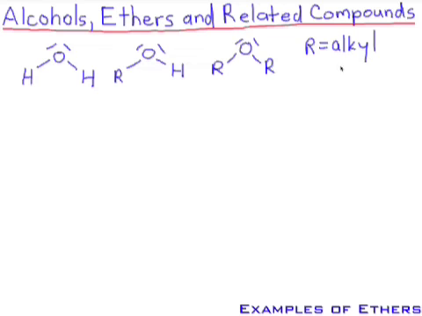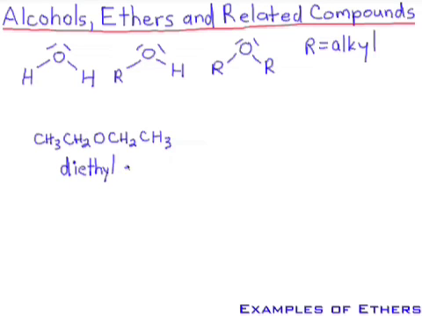Now, ethers, interestingly enough, can be straight chain, such as this molecule, for example. This is one of the oldest known ether molecules. It dates back in recorded history to the 1500s. As such, when someone just says ether, they're typically referring to this molecule, which we refer to as diethyl ether. Two words.